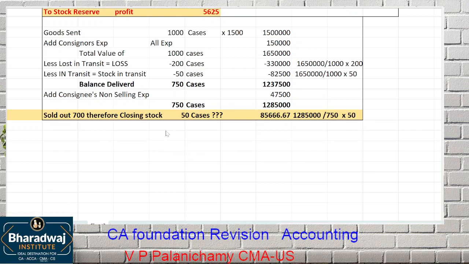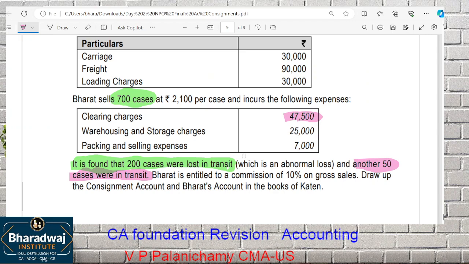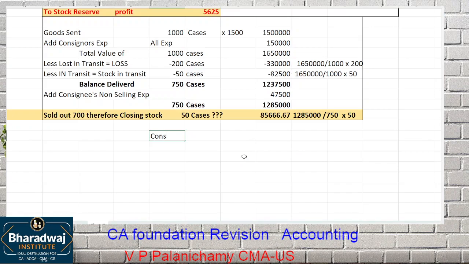If it is for 750, what is it for 50 cases? Was there a commission mentioned? What is the commission? 10%. No bad debts, nothing. So we can prepare the consignment account. Goods are sent at cost price only. Goods sent on consignment. Normal loss on the way. Goods are going on the way, goods are yet to reach the other party. That is called in transit.